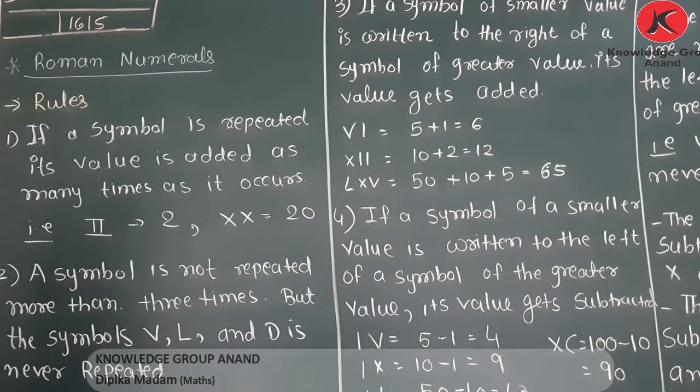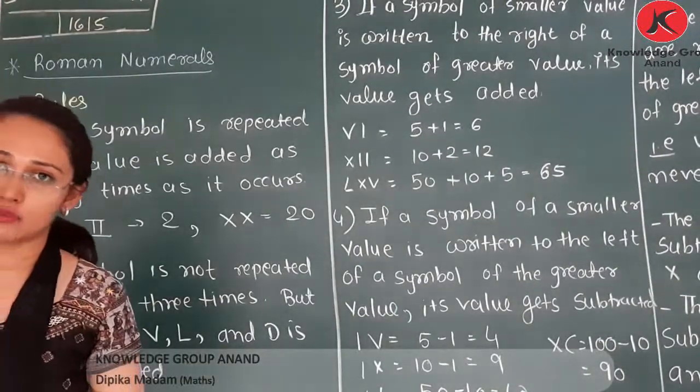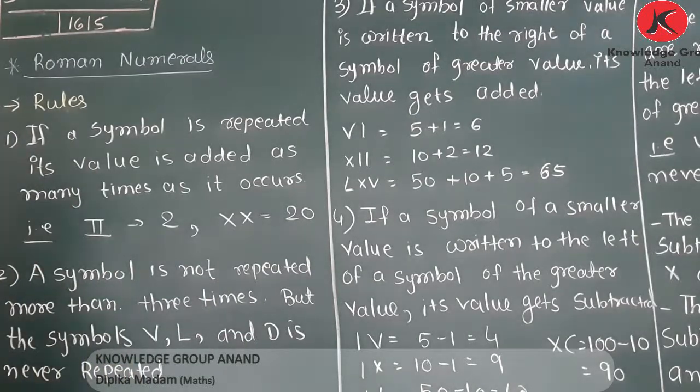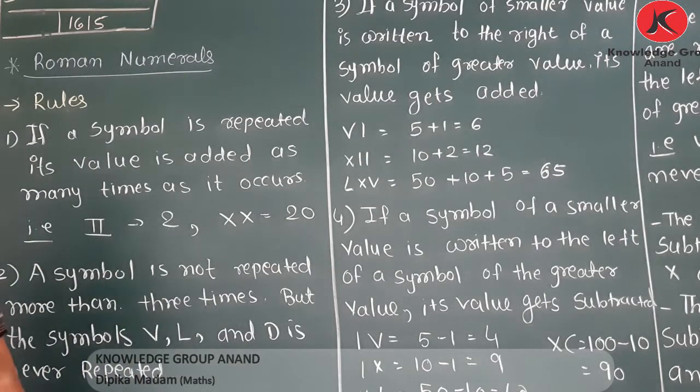Now it is clear with using the brackets and expanding the brackets. Okay. Next topic is Roman numerals. We already learned Roman numerals for 1 to 20 in a previous standard. Okay. So here some rules are there. There are 5 rules for Roman numerals that you have to remember.